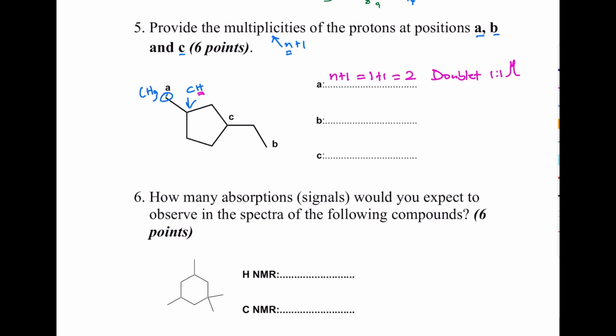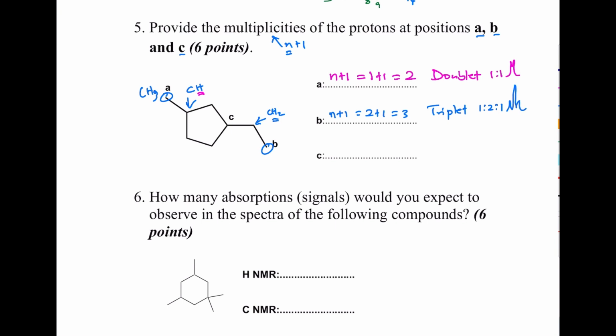Number B, so we're looking at that CH3, and that CH3 has only one neighbor right there, which is a CH2. So that means the value of n is the number of hydrogens on the next carbon, which is 2. So n plus 1 equals 2 plus 1, which equals 3, and that will be a triplet. Using Pascal's triangle, the intensity is going to be 1 to 2 to 1. So that's going to look like that.